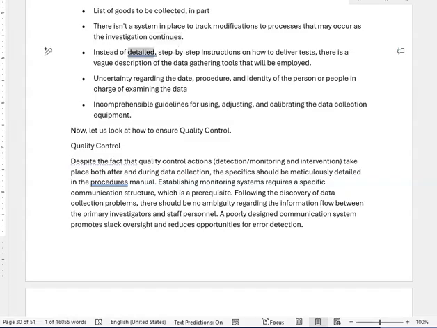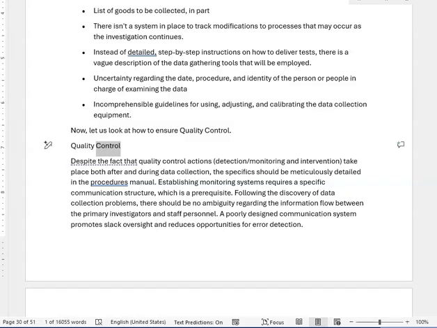Instead of detailed, step-by-step instructions on how to deliver tests, there is a vague description of the data gathering tools that will be employed. Uncertainty regarding the date, procedure, and identity of the person or people in charge of examining the data. Incomprehensible guidelines for using, adjusting, and calibrating the data collection equipment. Now, let us look at how to ensure quality control.